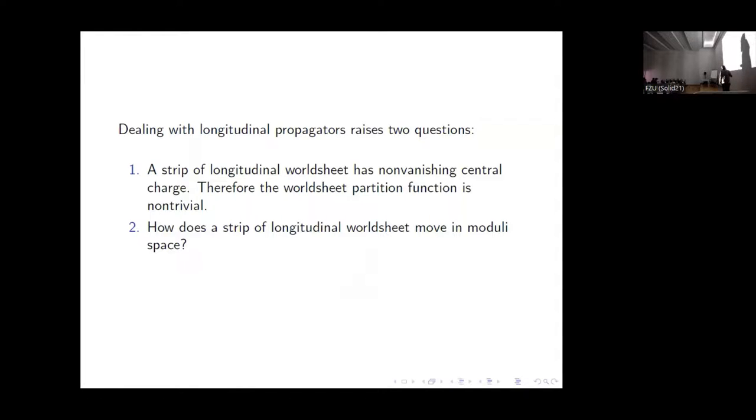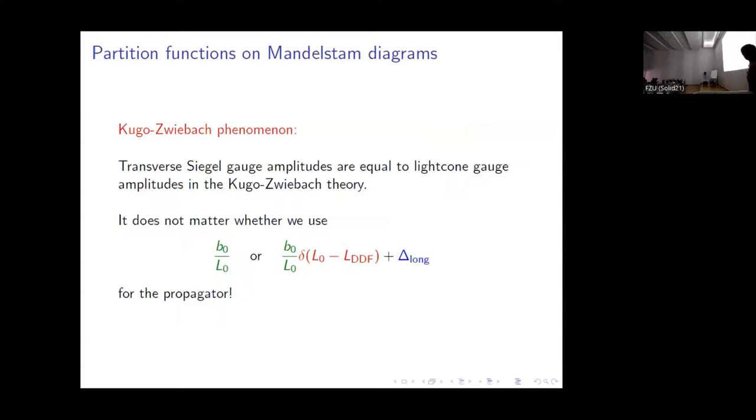The second aspect of this is that it's not clear how putting in a strip of longitudinal states will actually move you in the moduli space, which normally would require a strip of the transverse states or a physical strip. So these are the questions one has to answer, and it's not clear how this will work. So let's start with the first question. How do we deal with partition functions, or correlation functions, on Mandelstam diagrams when you have non-vanishing central charge?